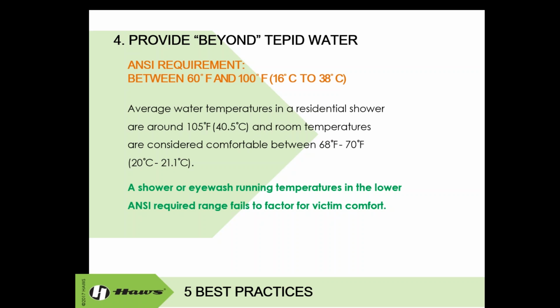Your average water temperature in your residential shower is around 105 degrees, and comfortable room temperatures are between 68 and 70 degrees Fahrenheit. So recommending installing that equipment and ensuring that the equipment is delivering 80 to 85 degree Fahrenheit water temperature is going to be comfortable, and that's going to ensure and hope that the victim will be able to stay in that piece of equipment for the full 15 minutes.